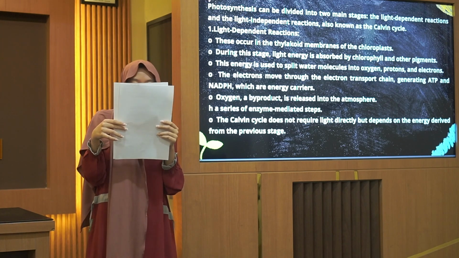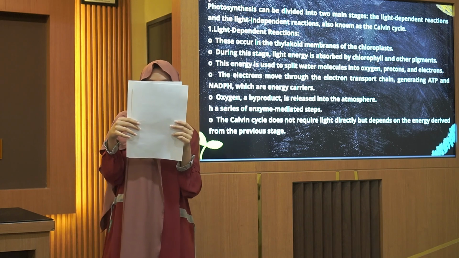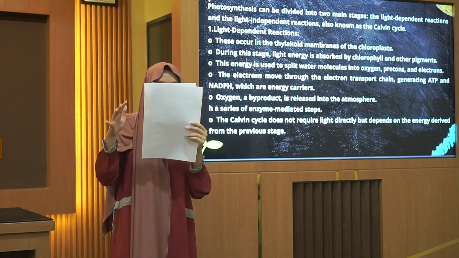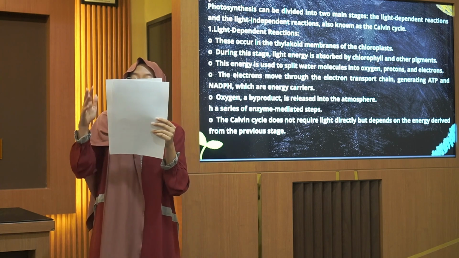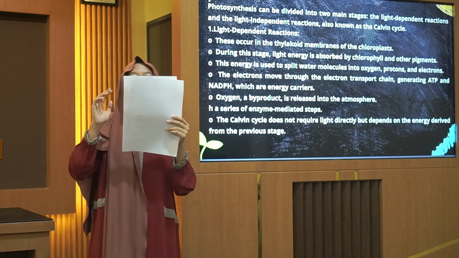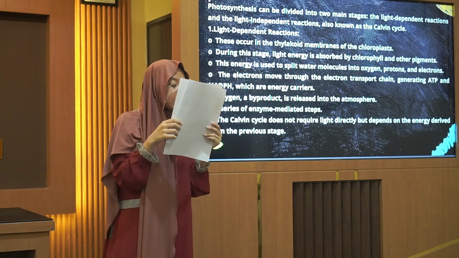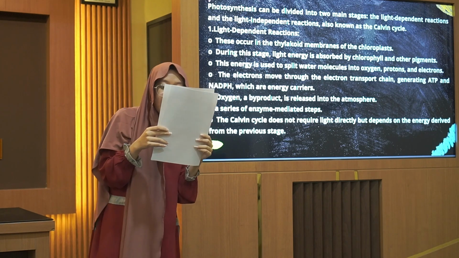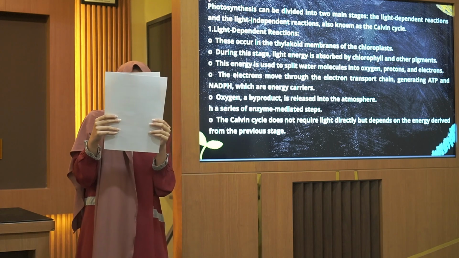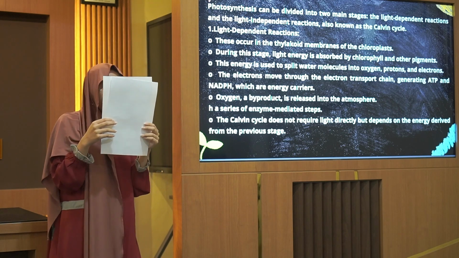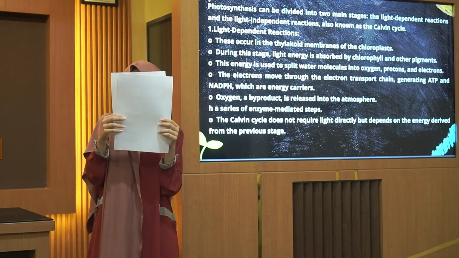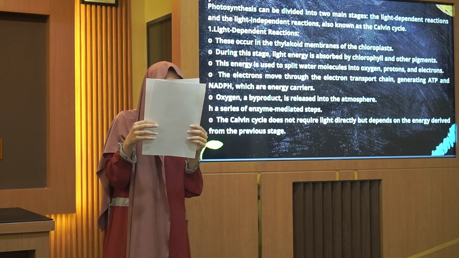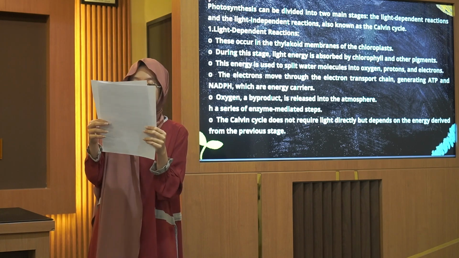Calvin cycle, light-independent reaction. This stage occurs in the stroma of the chloroplast. ATP and the NADPH produced in the light-dependent reaction are used to convert carbon dioxide into glucose through a series of enzyme-mediated steps. The Calvin cycle does not require light directly, but depends on the energy derived from the previous stage.